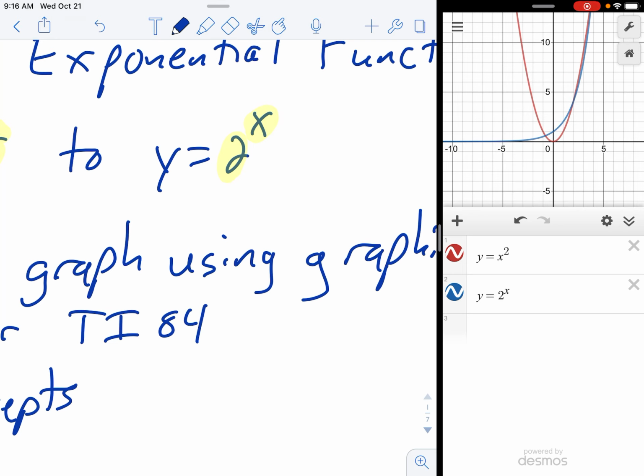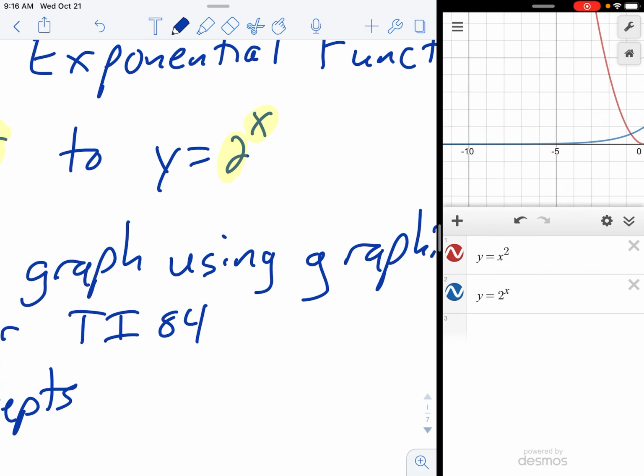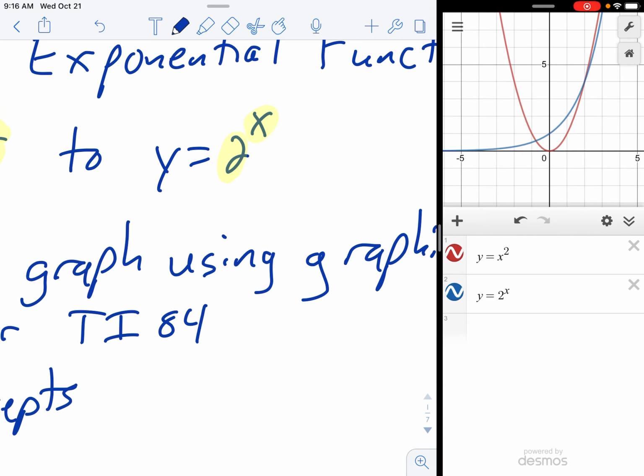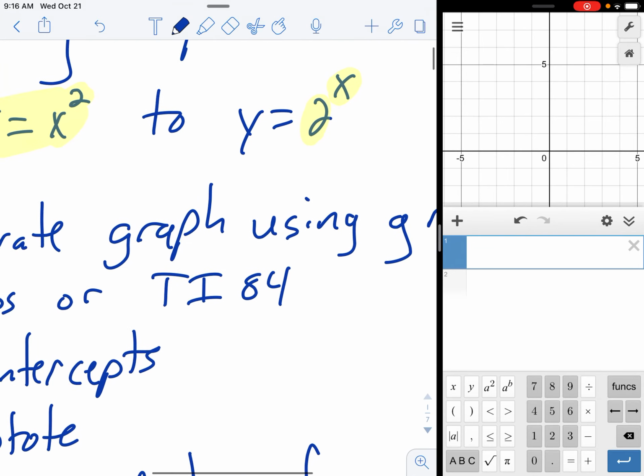So the parabola, something you're very familiar with, has a minimum point at 0, 0. The left and the right go forever up and outward. This one, the exponential function, asymptote to the left and then goes upward and outward to the right. So that's the main difference. And all exponential functions have that same general shape.